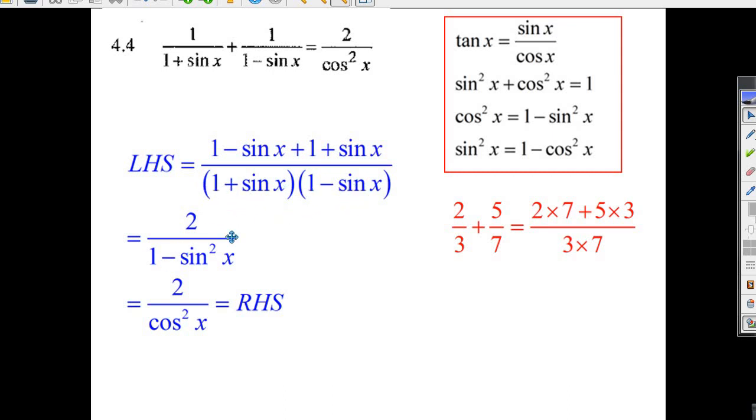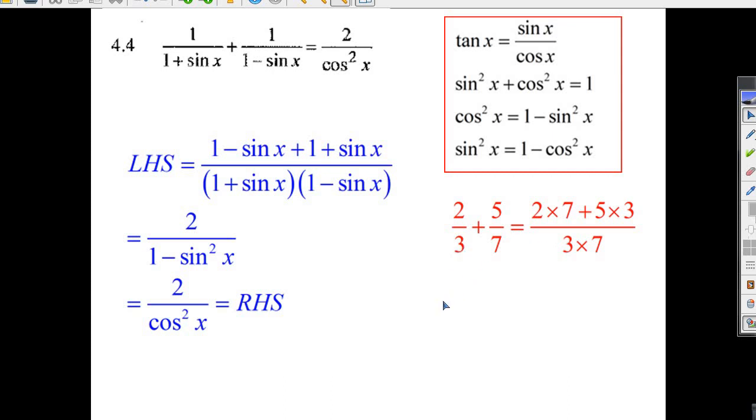1 times 1 is 1. Sine times minus sine is minus sine squared x. And you're minusing and plussing, they cancel, so you just have 1 minus sine squared. But 1 minus sine squared is cos squared, so there's cos squared. And 2 over cos squared is exactly what we were trying to get, the right-hand side.